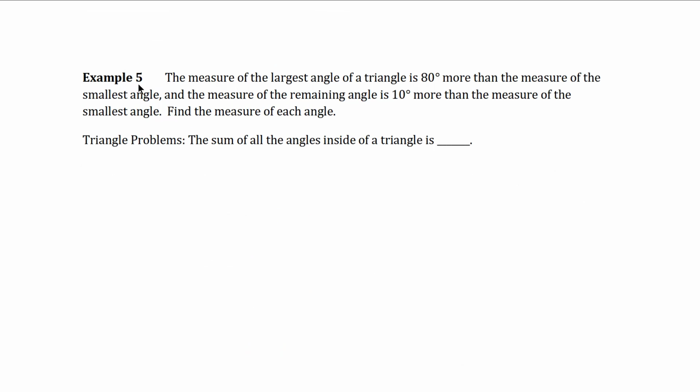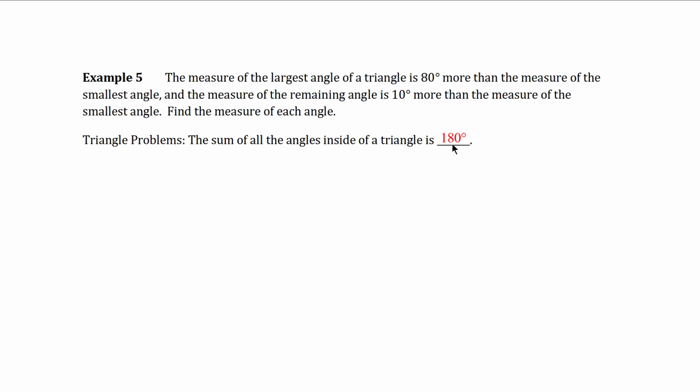For example number 5, the measure of the largest angle of a triangle is 80 degrees more than the measure of the smallest angle, and the measure of the remaining angle is 10 degrees more than the measure of the smallest angle. Find the measure of each angle. For triangle problems, it's important to know that the sum of all angles inside of a triangle is 180 degrees.